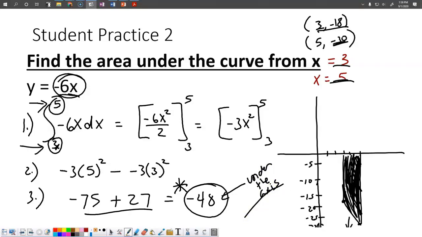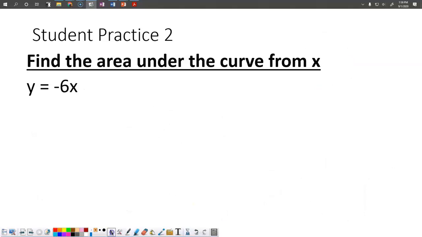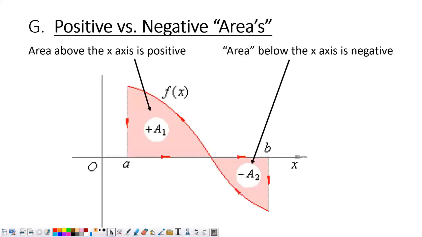Okay? So really, the true area is 48. That's what the area really is. But the fact that it's negative just tells us that it's under the x-axis. So, there's that. Let's go ahead and move on to our last slide. We're not going to do anything with it. It's just a conversation piece.